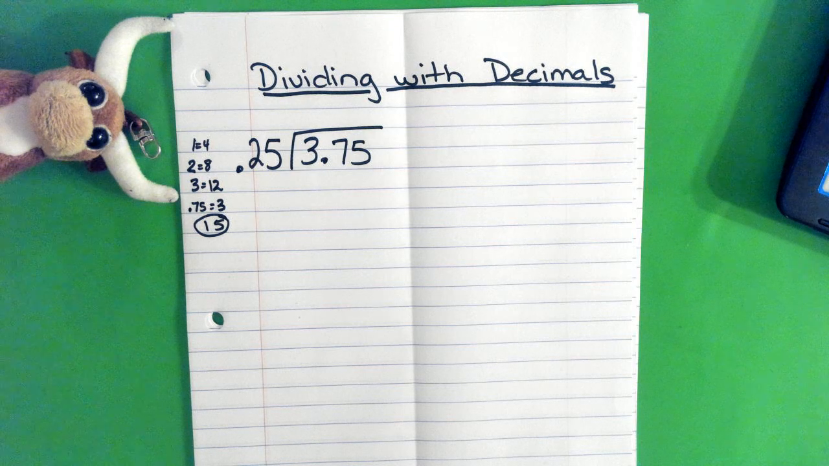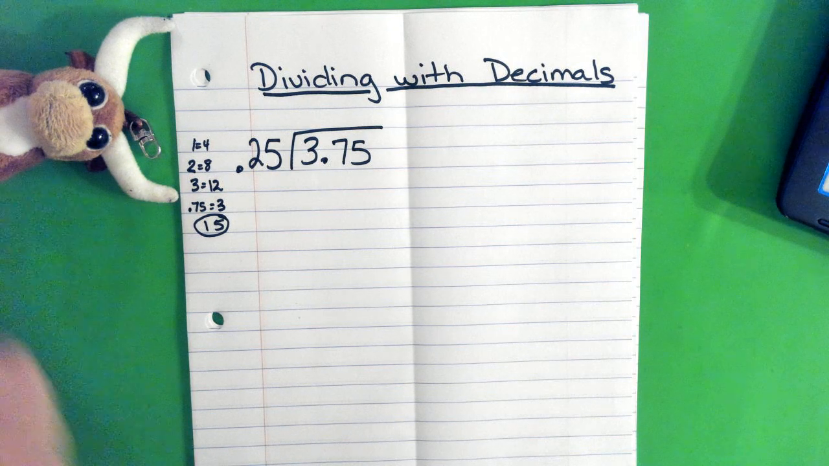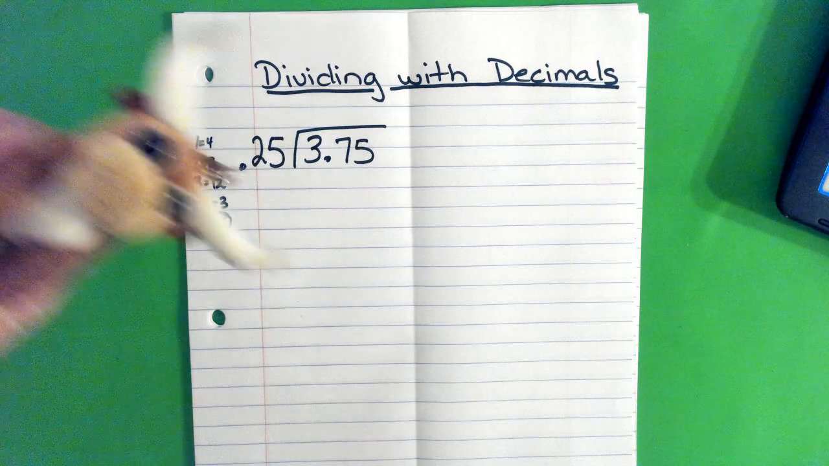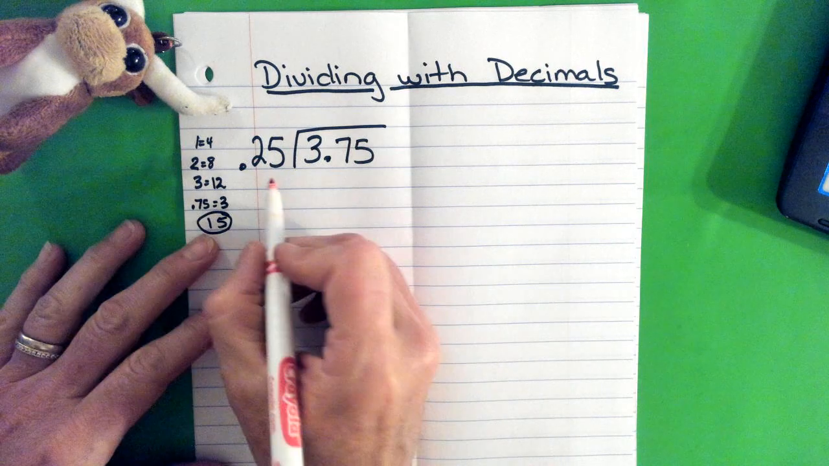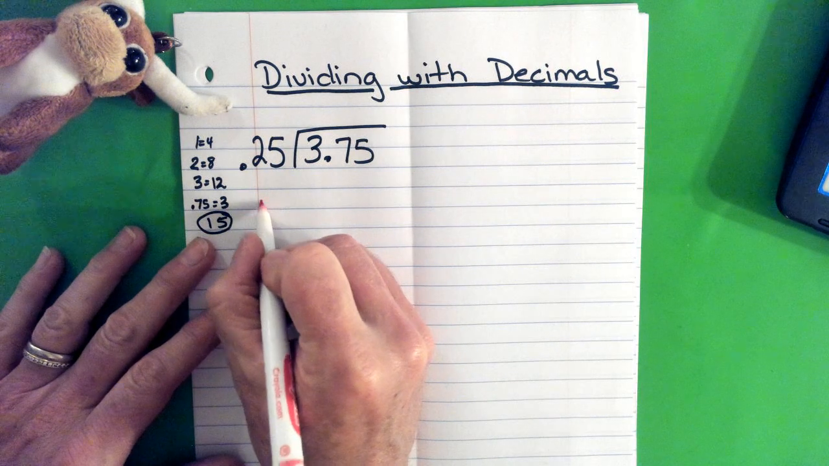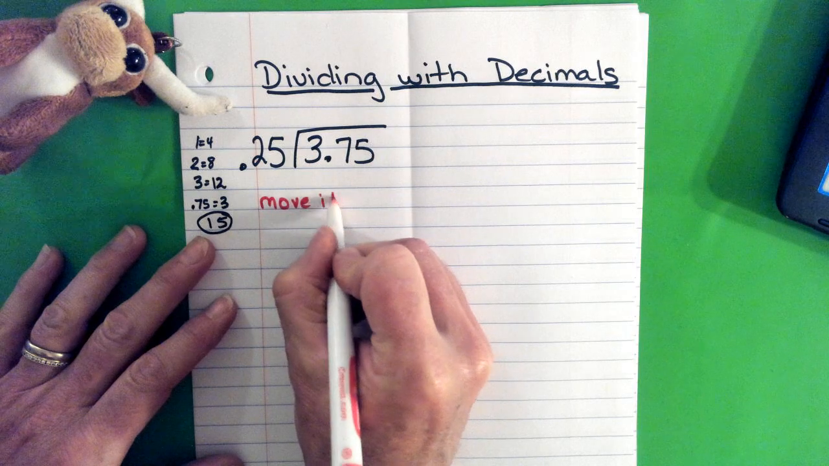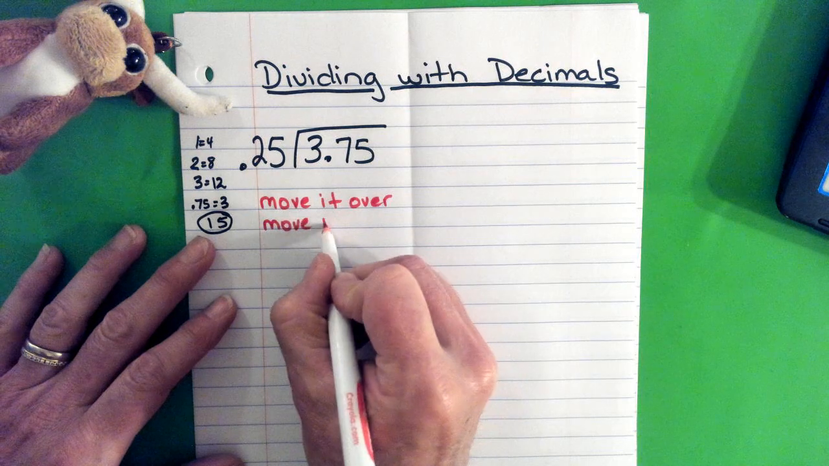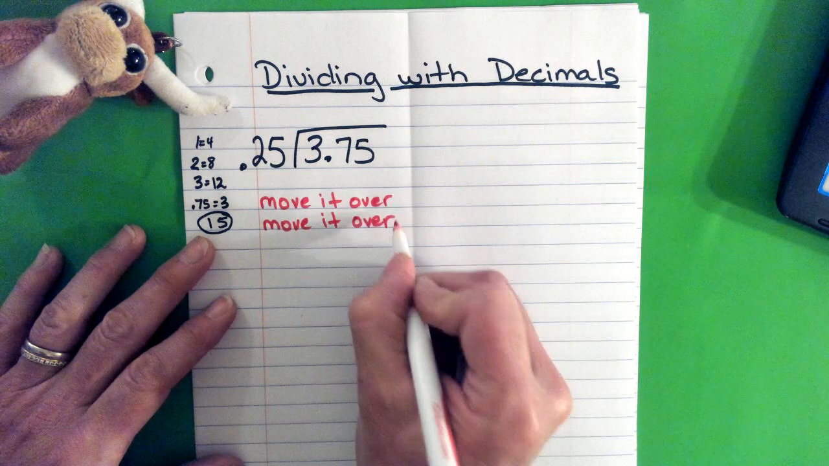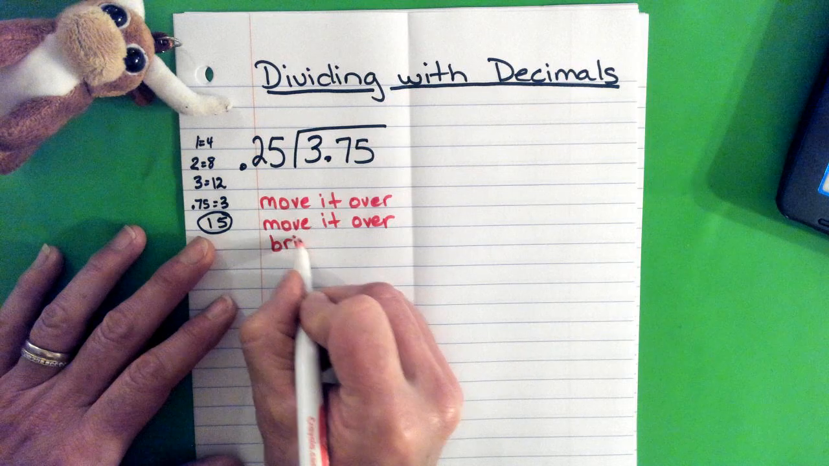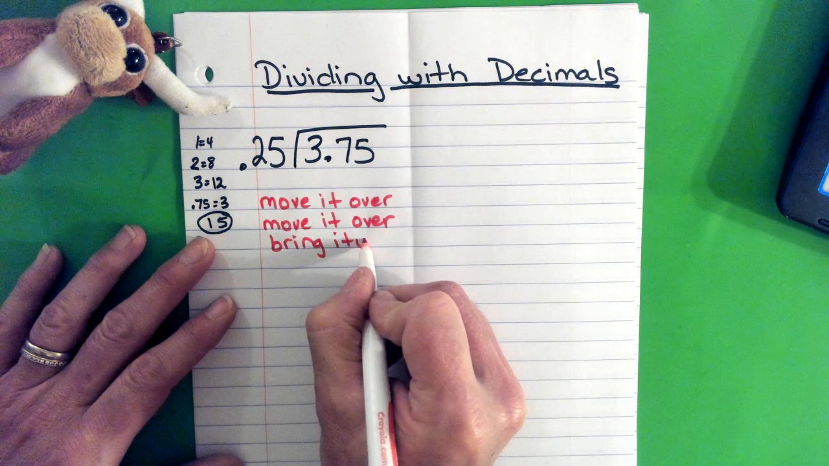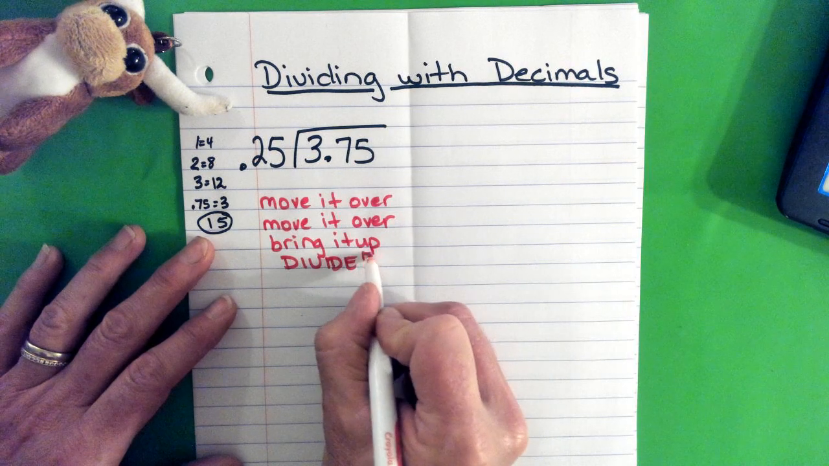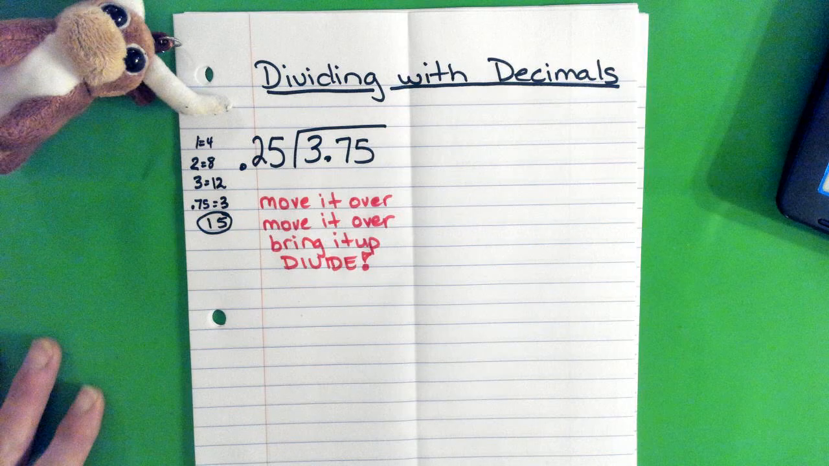But not all questions are that easy to do in your head. So here's the process for dividing when you have decimals. You're going to move it over. So let's write that with a different color. Move it over. And again, move it over. Bring it up. And then finally, divide. Ta-da! Give you a second to write that as well.